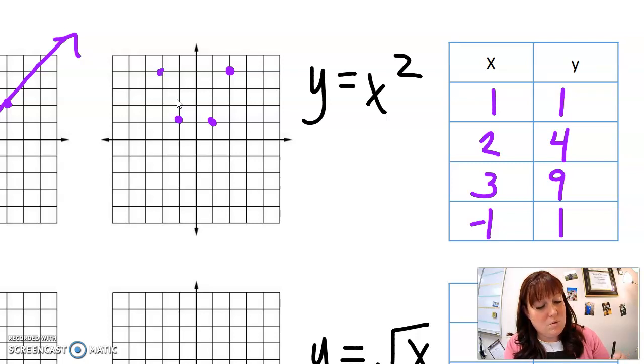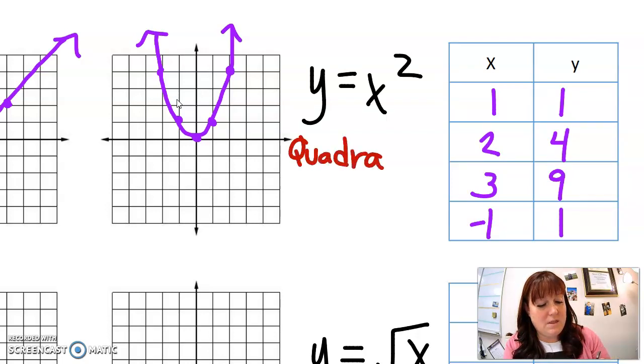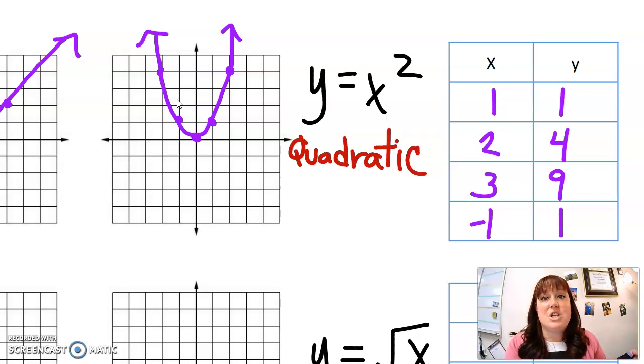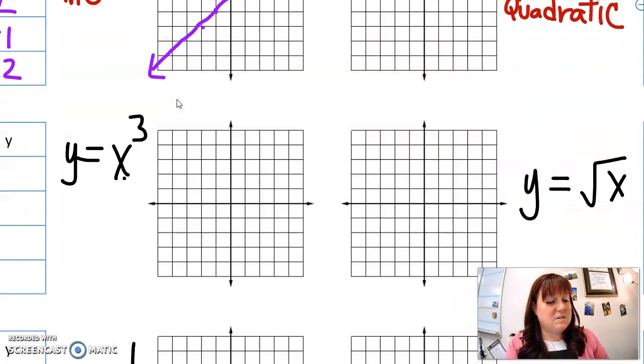So you might remember that this one is a parabola, or we call this a quadratic. That's the name of this one. So x squared is a quadratic function, and it forms the shape called a parabola. So that's what that little U shape is. Anytime you see a U shape, you know it's x squared.